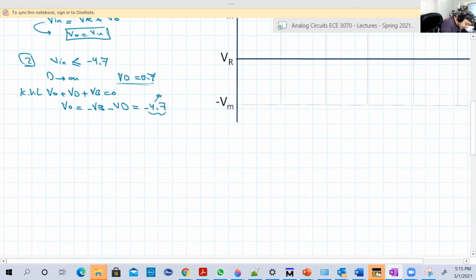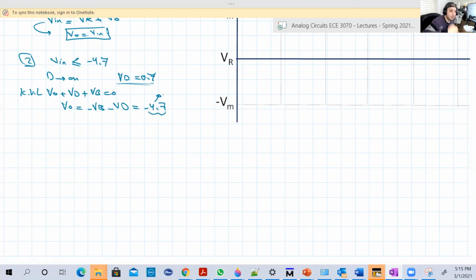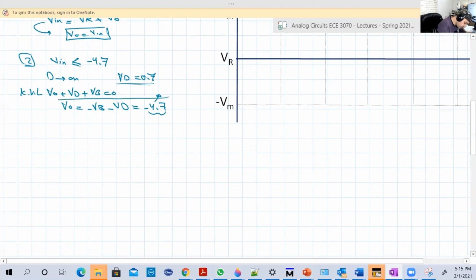What is this? This is our new V input maximum. This is the maximum value that the input can take, and still the diode is on. When the input decreases, or goes down below minus 4.7, the diode will start to conduct. Okay, so this is the first unknown.